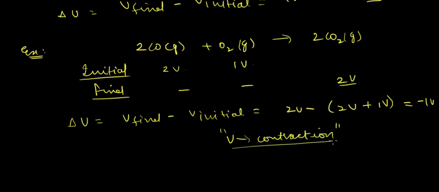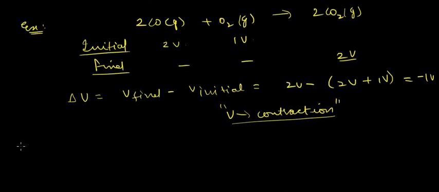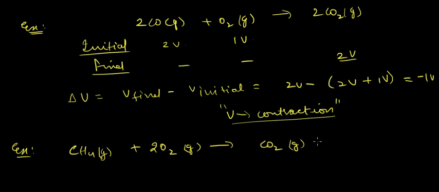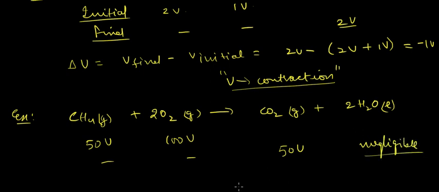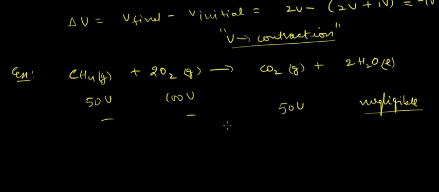Okay, so this is an example of volume contraction. Now let's take another example where we have CH4 gas reacting with 2 moles of oxygen gas to form CO2 gas plus 2 moles of H2O liquid. So suppose we have 50 volume of CH4 and 100 volume of oxygen, both exhausting themselves and finally forming 50 volumes of CO2 plus H2O, which would be negligible because, as we have already discussed, the volume of liquids and solids is considered negligible in eudiometry.